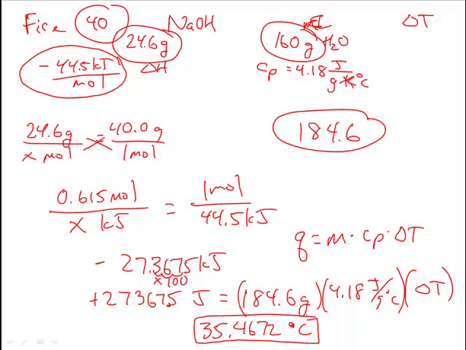Yes, sir? Will we be given any constants, like specific heat and stuff like that? You'll be given any constants you need, yes. The only thing you won't be given is that the specific heat capacity of water is 1, and in joules it's 4.18 joules per gram degree Celsius. So that's the only conversion factor you would need, as long as you know water is 1.